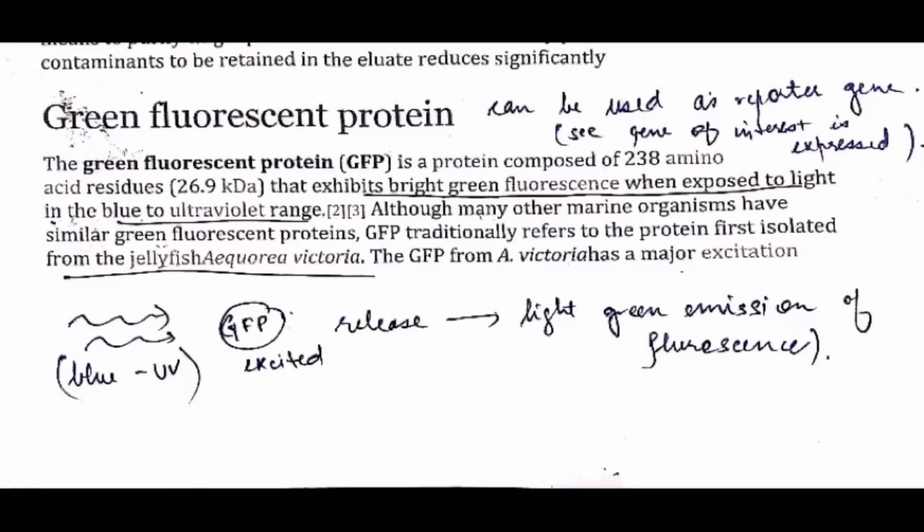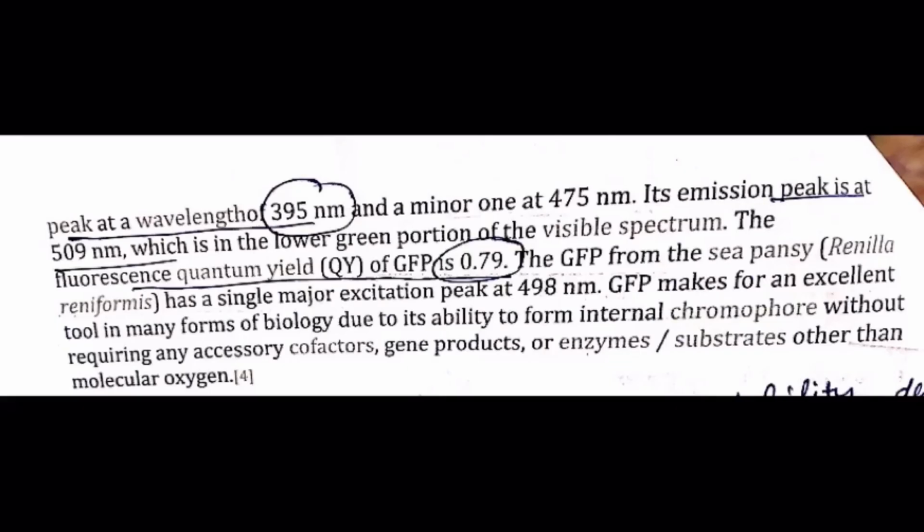Next technique is green fluorescent protein tags. That means a bright green fluorescence when exposed to light in the blue to ultraviolet range. It gets excited and shows the light green emission of fluorescence. And this protein was first isolated from the jellyfish Aequorea victoria, which has a peak wavelength at 395 nanometers.